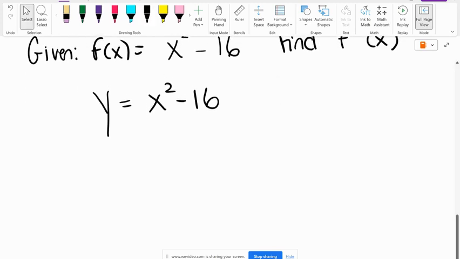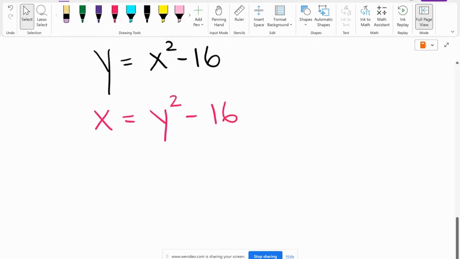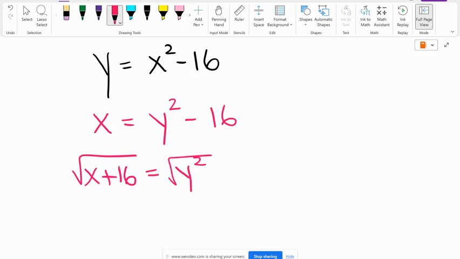Okay, so what should we do? We should switch x and y. And then our goal is to solve for y. We need to isolate the y. So first step, add that 16 over. But to undo a square, what must we take? Square root.